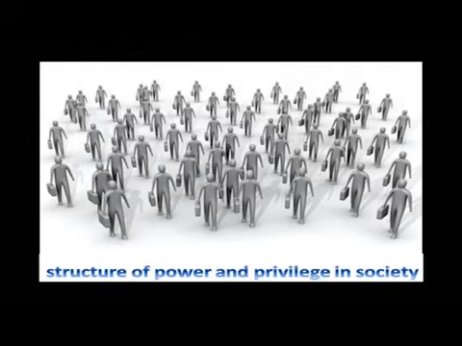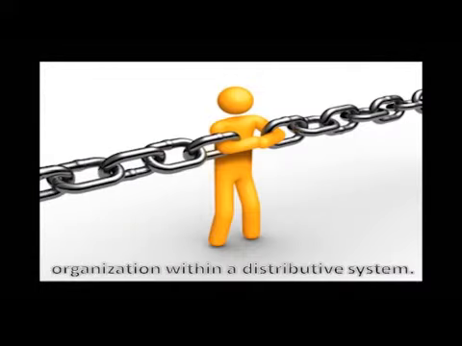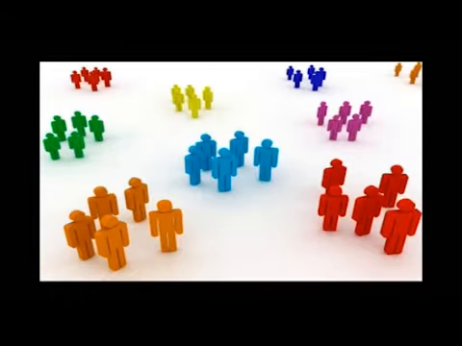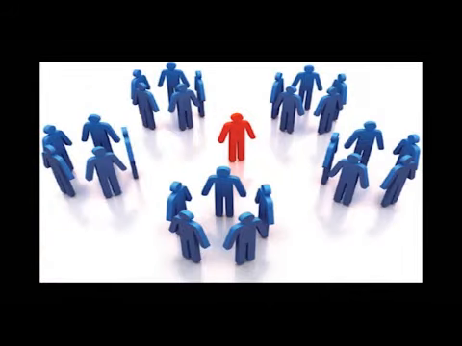Lenski has offered a multidimensional view of the working of the distribution system that determines the structure of power and privilege in society. The structure of the distribution system is made up of three types of units: individuals, classes, and class systems. Each of these is linked to the other and represents a different level of organization within a distributive system. For Lenski, individuals work at the basic level of the system, but they constitute units within classes. Classes in turn are the units within class systems.